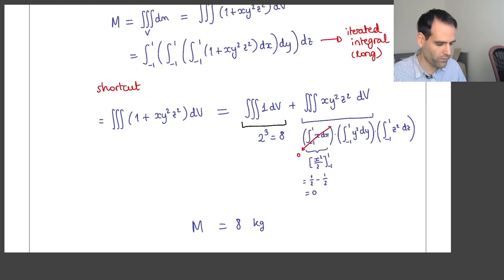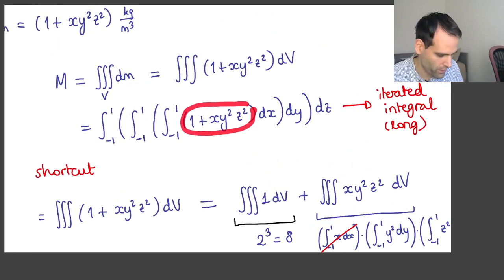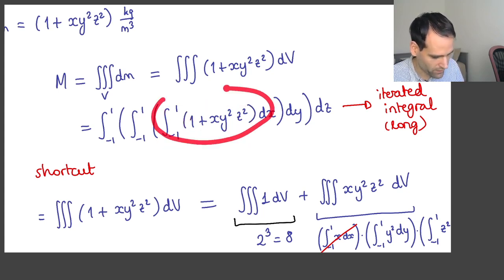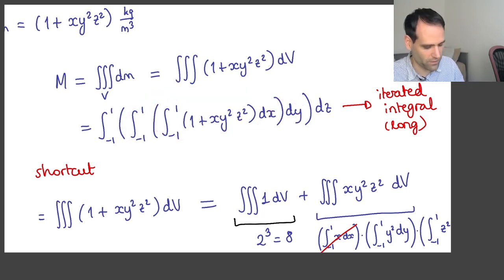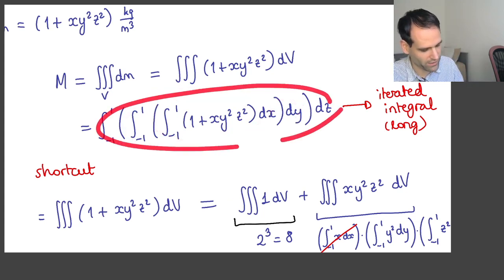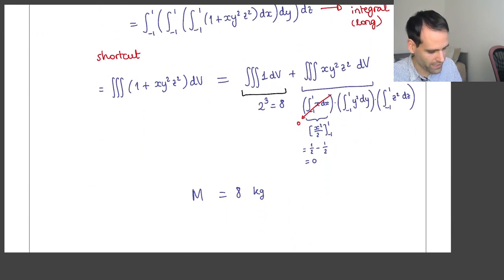So you see that we calculated the mass of the cube, and I just really wanted to highlight this problem because you should always look for shortcuts. You could have done this iterated integral, okay, that would have worked. You have to integrate this with respect to x, substitute the limits, then the resulting function, you do the integral with respect to y, substitute the limits, and then the resulting function, you do the integral with respect to z and substitute the limits, okay? And you would have gotten the same result, 8, okay?